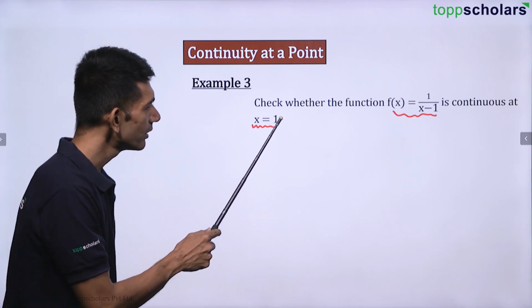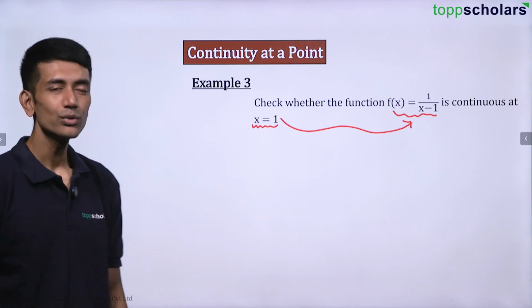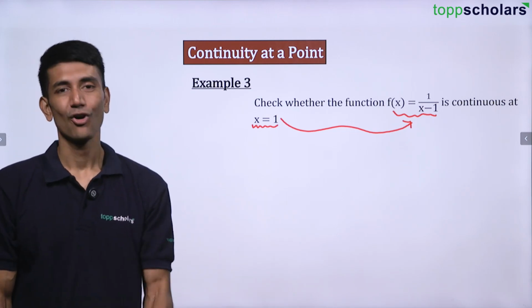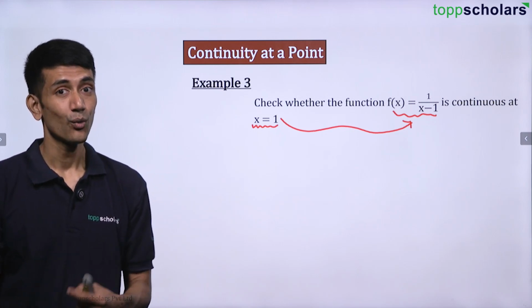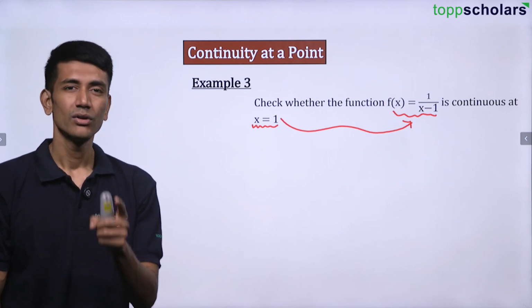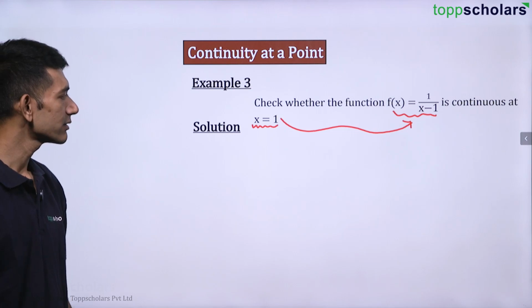So here, as you know, this is a rational function and you can do this orally as well. What will happen if I put the value of x as 1? The denominator is going to be 0, and you know what happens when the denominator is 0. Whenever the denominator is 0, the function is discontinuous, isn't it? Okay, but we'll do it in a systematic manner.